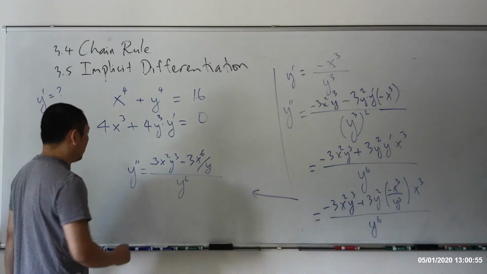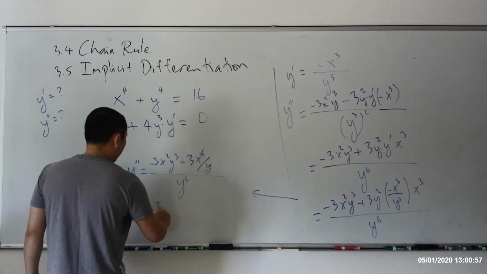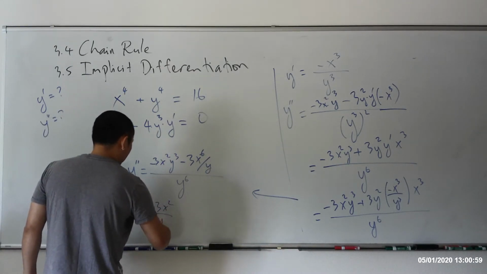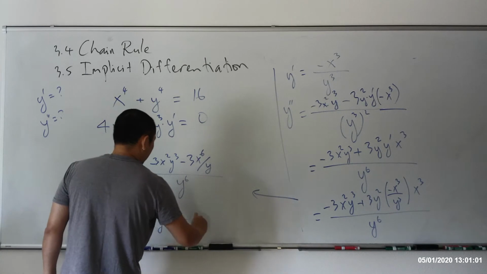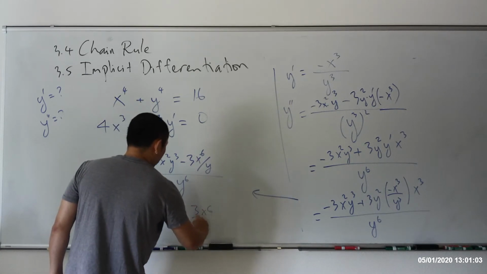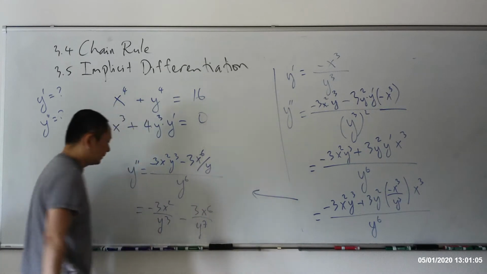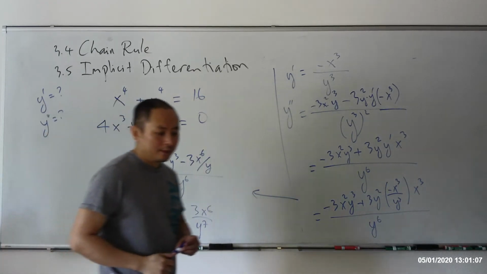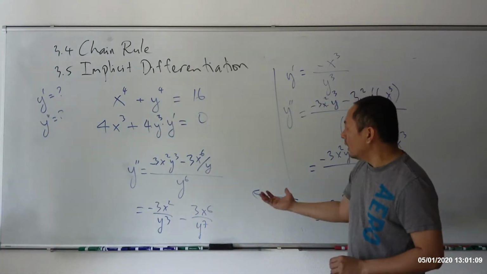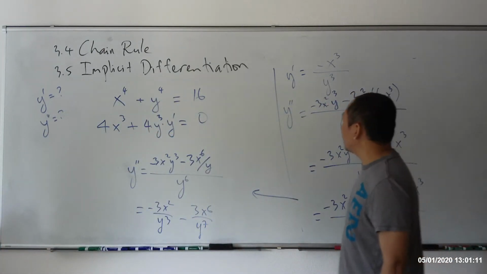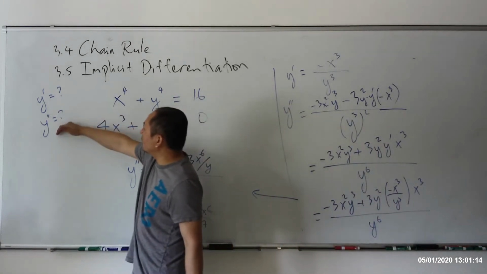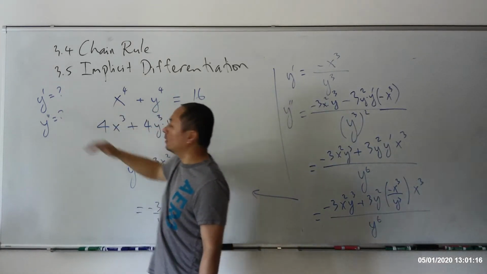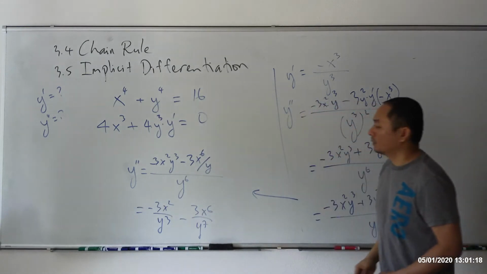Okay, you can simplify more actually. This is what? Negative 3x squared over y cubed minus 3x to the 6 over y to the 7. That'll be the final answer. Okay, so actually just more work, but the same idea. If you want to calculate the second derivative, we start with the first derivative and then move on to the second derivative.